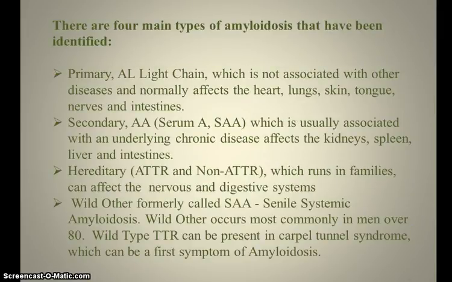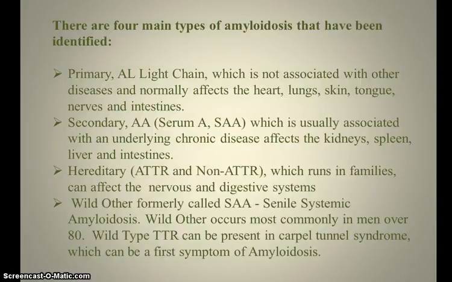There are 4 types of amyloidosis that have been identified. Primary AL light chain, which is not associated with other diseases and normally affects the heart, lungs, skin, tongue, nerves, and intestines. Secondary AA, serum A, SAA, which is usually associated with an underlying chronic disease, affects the kidneys, spleen, liver, and intestines. Hereditary, ATTR and non-ATTR, which runs in families, can affect the nervous and digestive systems.